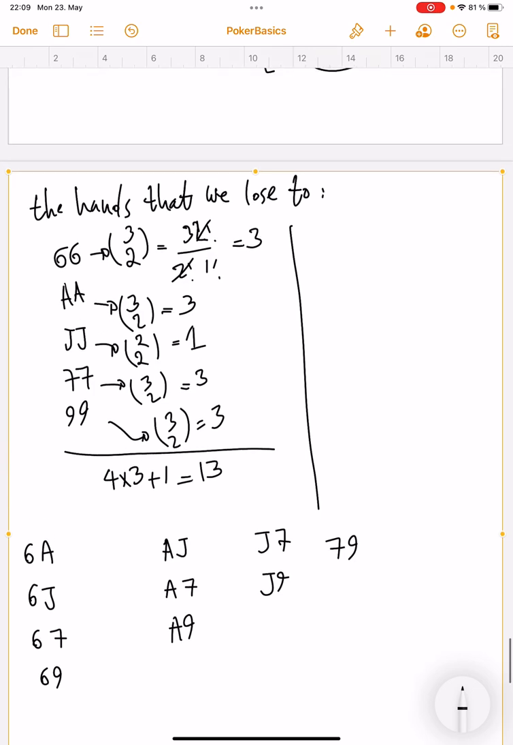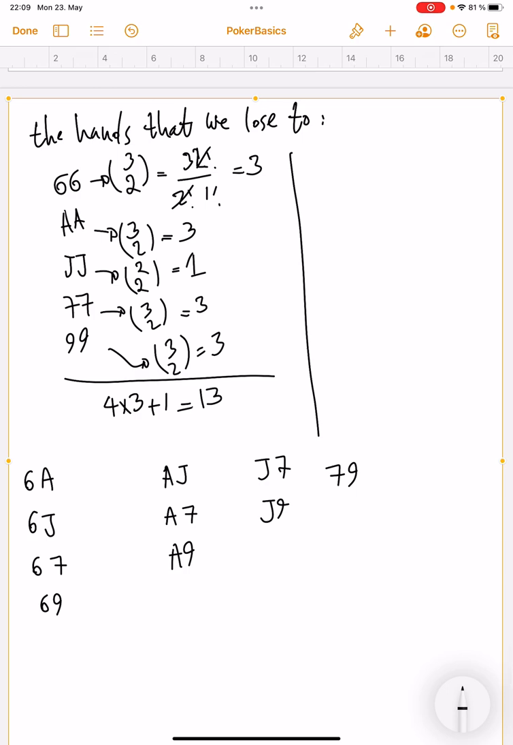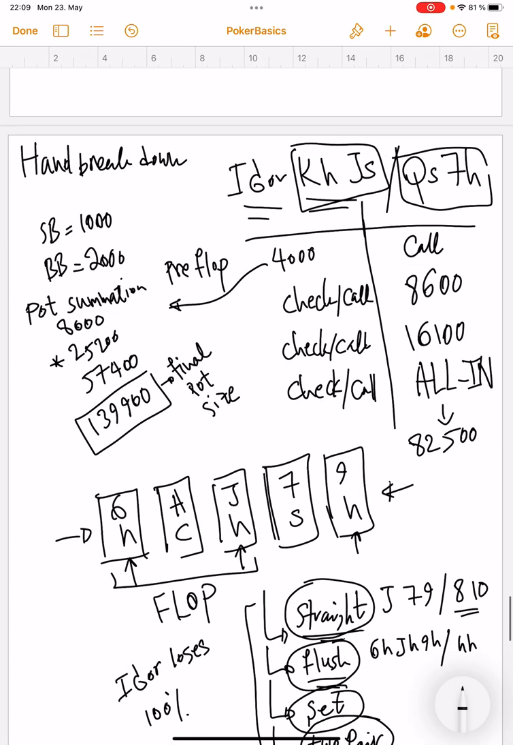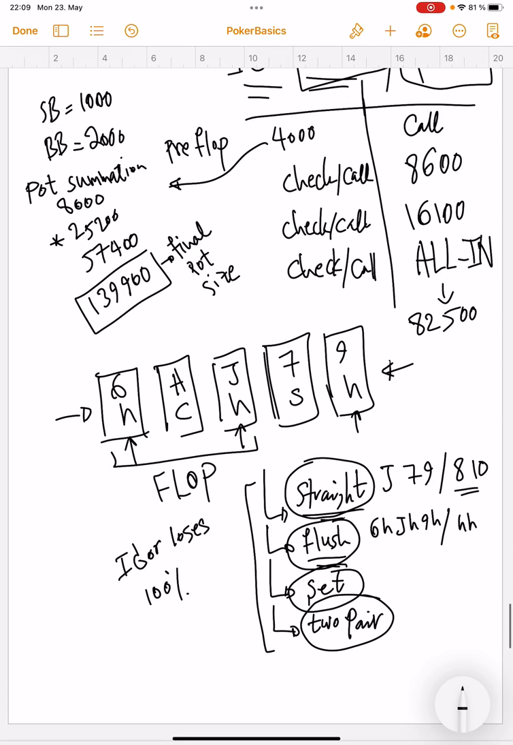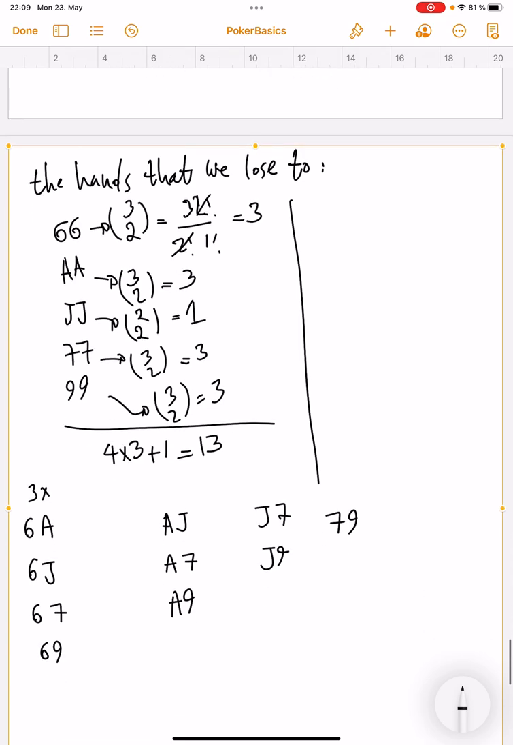So how many 6s do we have? We have 3 of them. So this will be 3 multiplied by how many aces are left? We don't have any ace in our hand, so one ace is here, so 3 aces are also left. So this 3 times 3 will be 9, right? So this will be 9 combinations here. And 6s are 3, jacks are only 2 left, this will be 6. 6s are 3, 7s are 3, this will be 9. 6s are 3, 9s are 3, this will be also 9.